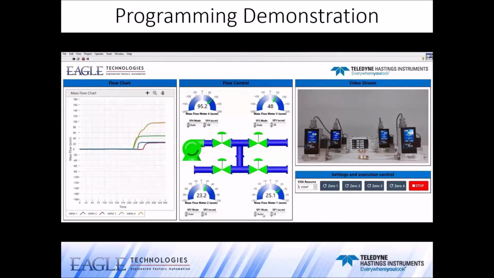Let's fully close meter number 1. As we can see, the overall flow got reduced to 75 SCCM, which is the total mass flow output between meter number 2 and meter number 3.